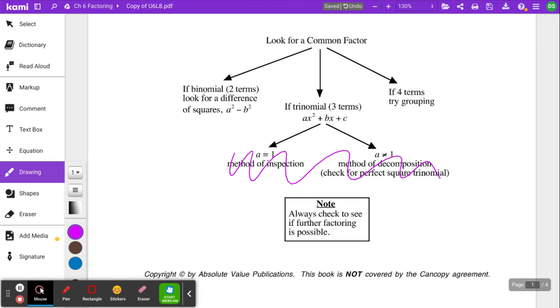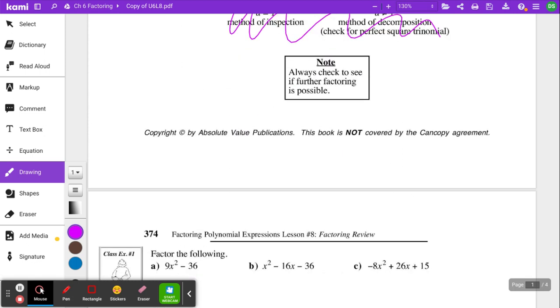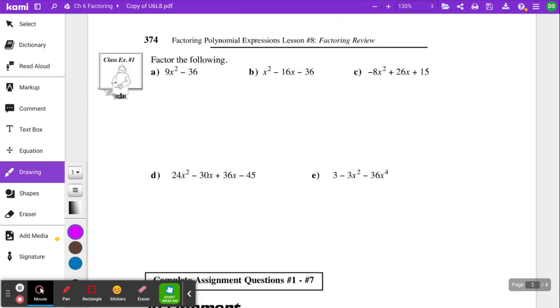Can you do that? And the number one common thing with all of them is that you look for a common factor. 2 terms, 3 terms, 4 terms. Okay? That's it. That's how you do this. And always check to see if you can factor completely. So ready? Here we go. Let's practice a few more times. This is the end of our practice time.